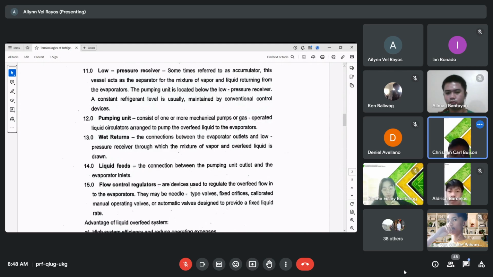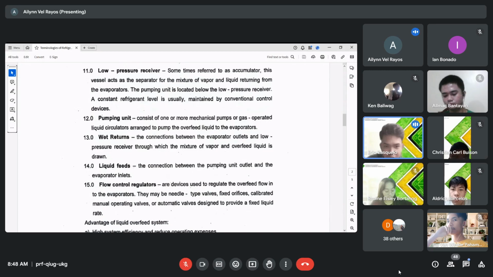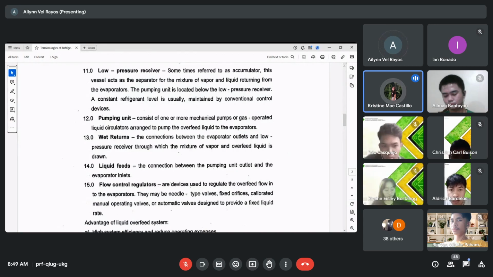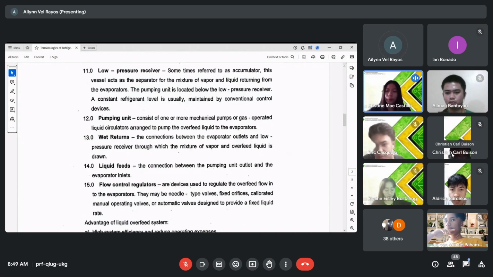Pumping unit consists of one or more mechanical pumps or gas operated liquid circulators arranged to pump the overfeed liquid to the evaporators. Wet returns: the connections between the evaporator outlet and low pressure receiver through which the mixture of vapor and overfeed liquid is drawn. Liquid feeds: the connection between the pumping unit outlet and the evaporator inlets.